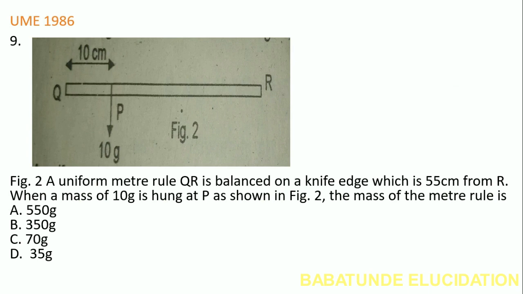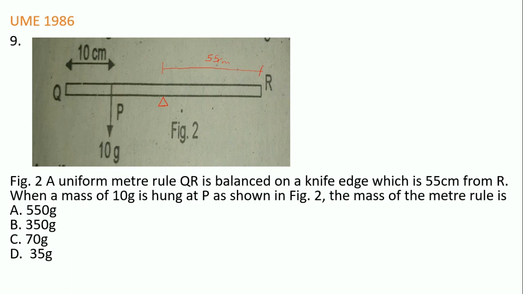UTME 1986 question number 9. We've got figure 2. A uniform metal rule QR is balanced on a knife edge, which is 55 centimeters from R. So we've got this uniform metal rule balanced on a knife edge. So let's say the knife edge is somewhere around here. This is where it is balanced, 55 centimeters from R. So from here to here is 55 centimeters.